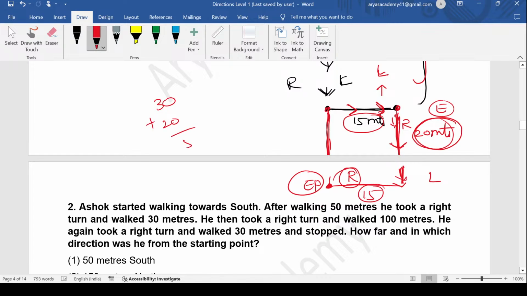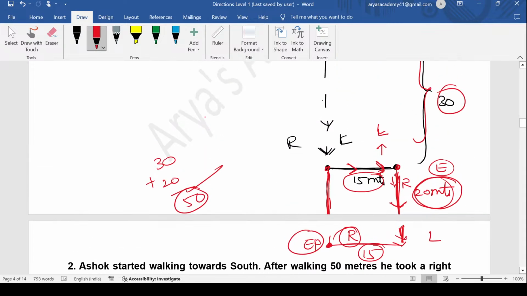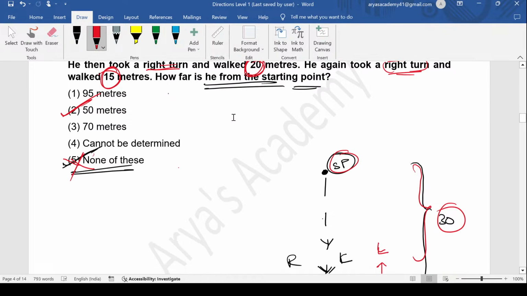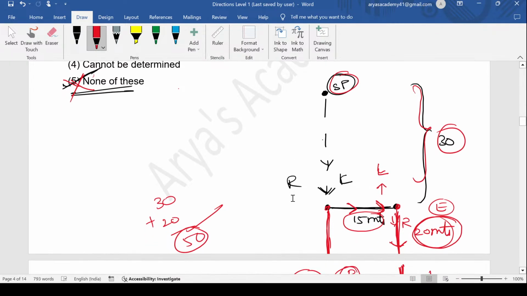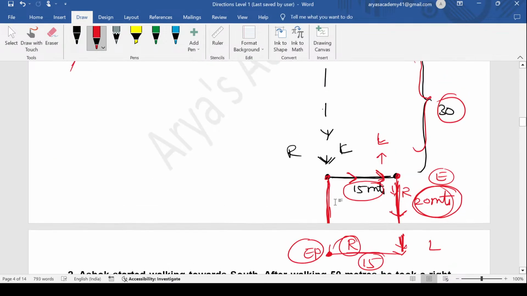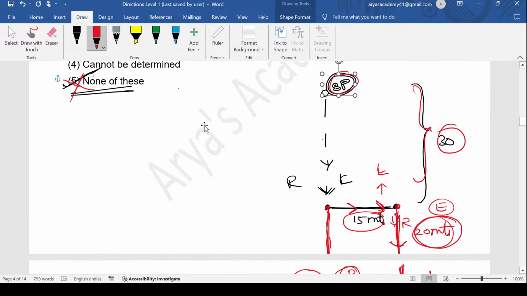So 30 plus 20, the actual distance is 50 meters. So I'm wrong. Initially I solved it wrong. I got confused rather than you. So the answer is 50 meters and not none of these. If you have any doubts, you can ask your questions. This right and left, you should be careful. You should consider right and left based on the direction which you are facing.